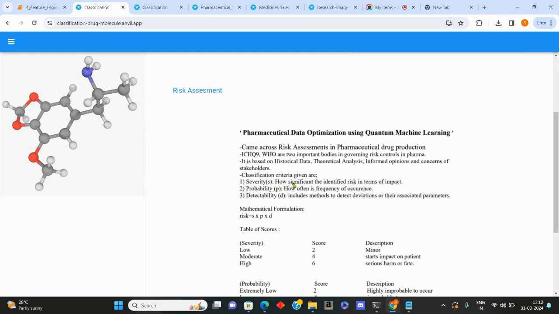Severity is how significant the identified risk is in terms of impact. Probability is the frequency of occurrence, whereas detectability includes methods to detect deviations or their associated parameters.